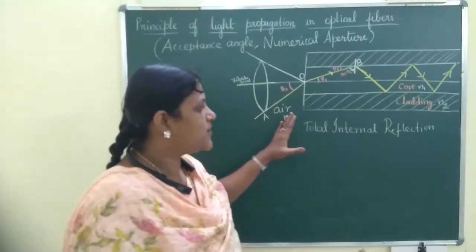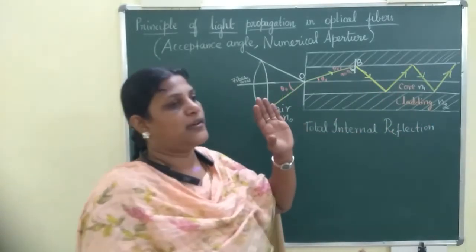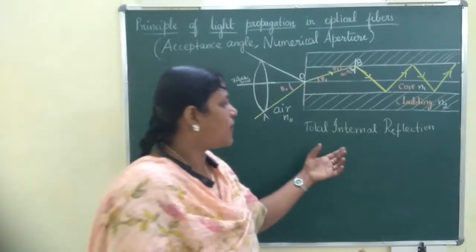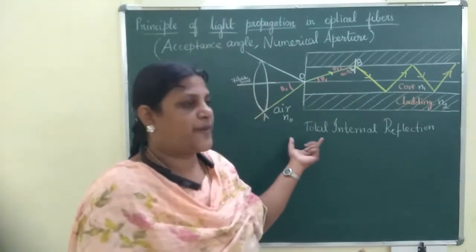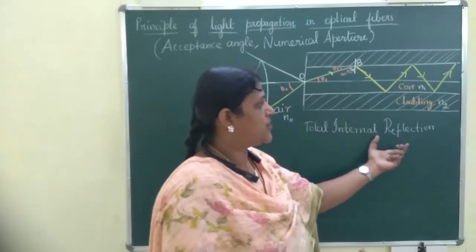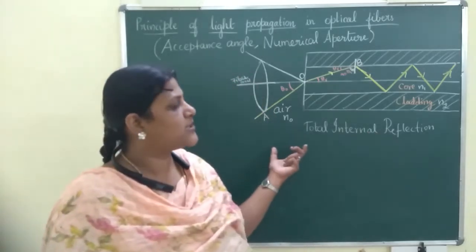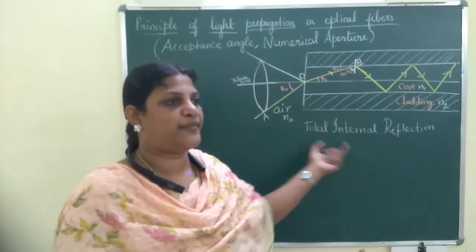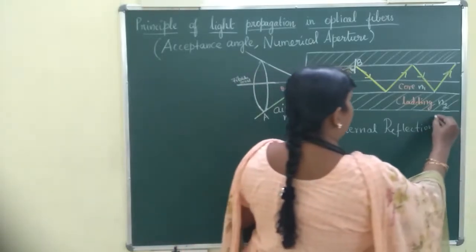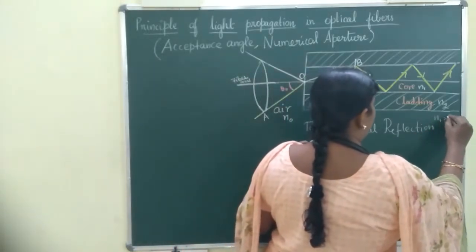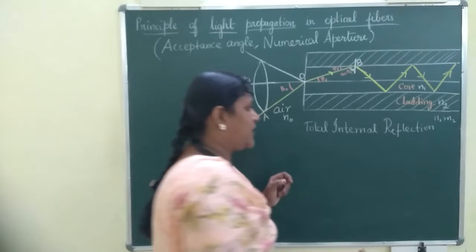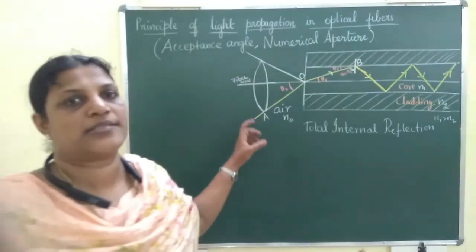So this is the principle followed in the guiding medium called as optical fiber. So principle is total internal reflection. Okay. So what is the condition for total internal reflection? N1 always greater than N2 such that the material for the optical fiber is designed.